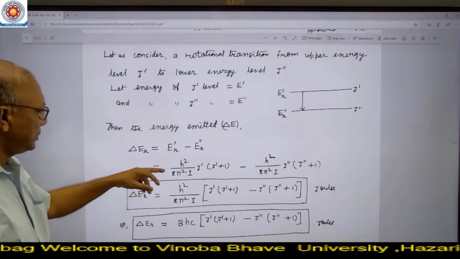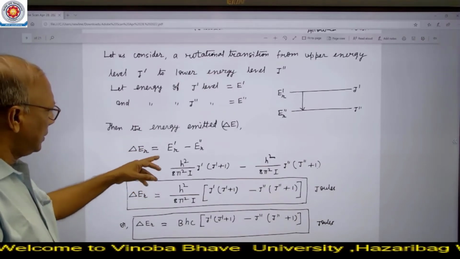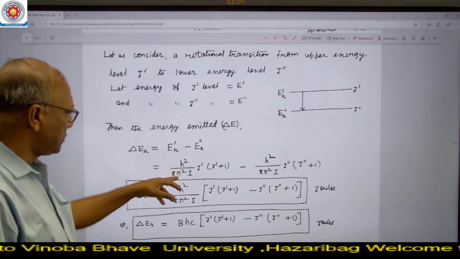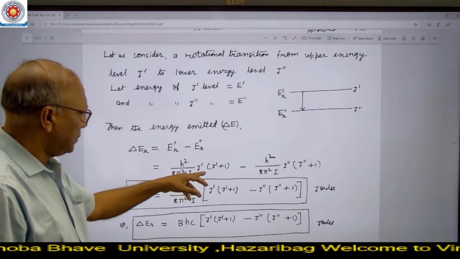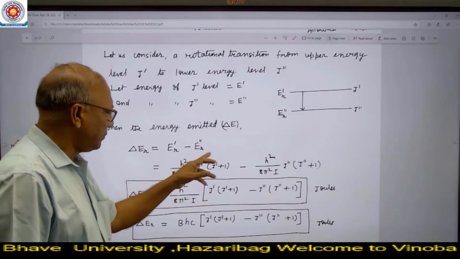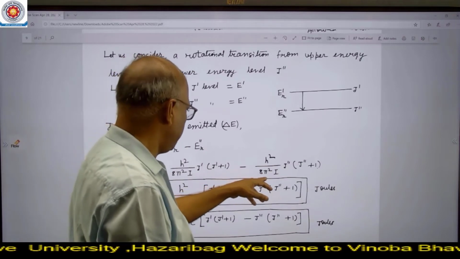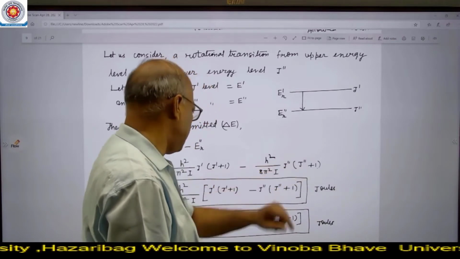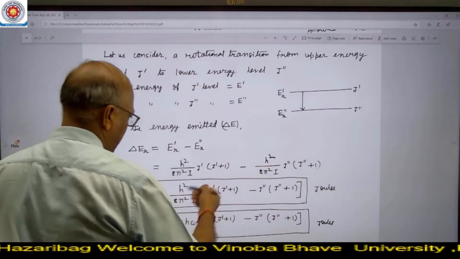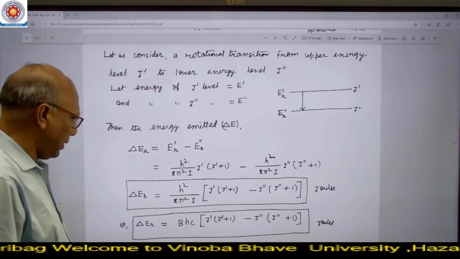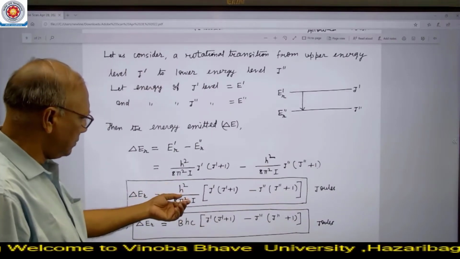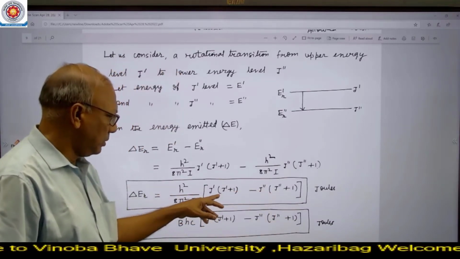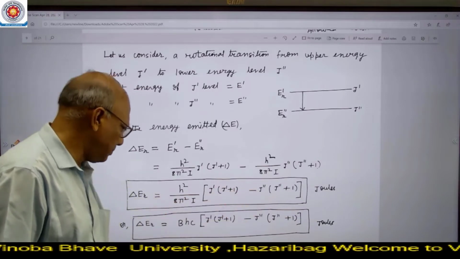Now we have seen in the previous lecture that the energy of a rotational energy level can be given by h square by 8 pi square I into J prime into J prime plus 1, and for E double prime, h square by 8 pi square I into J double prime into J double prime plus 1. Now we simplify this expression, then the common factor is taken out, and inside the bracket we have only J prime into J prime plus 1 minus J double prime into J double prime plus 1.